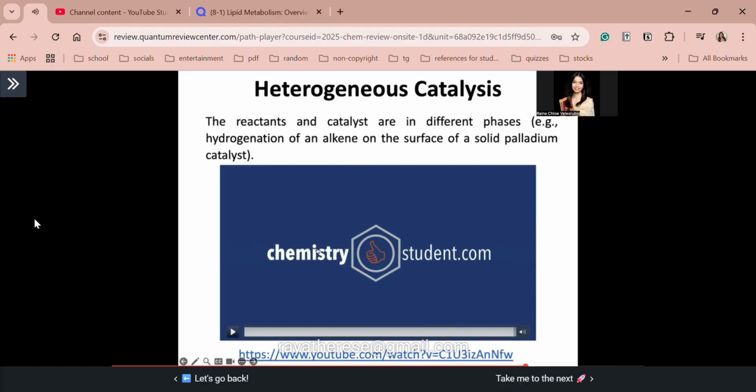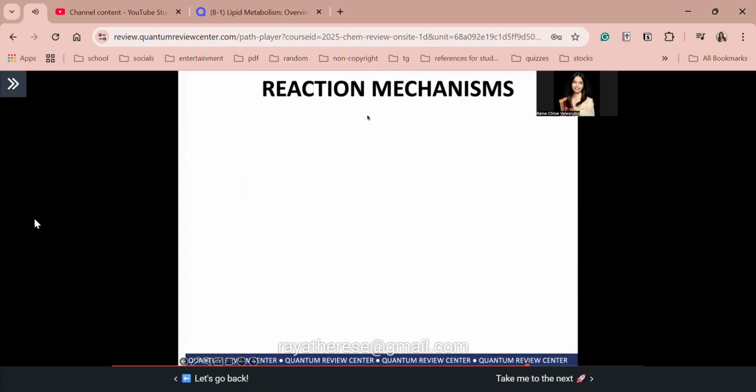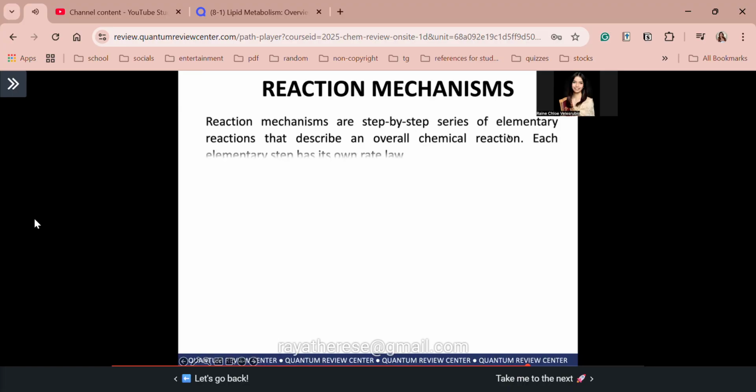So, guys, later on, when we get to adsorption in our special topics, we will learn more about heterogeneous catalysis, because we usually encounter this in our adsorption processes. Okay? Now let's proceed to reaction mechanisms. Reaction mechanisms are step-by-step series of elementary reactions that describe an overall chemical reaction. And each elementary step will have its own rate law.